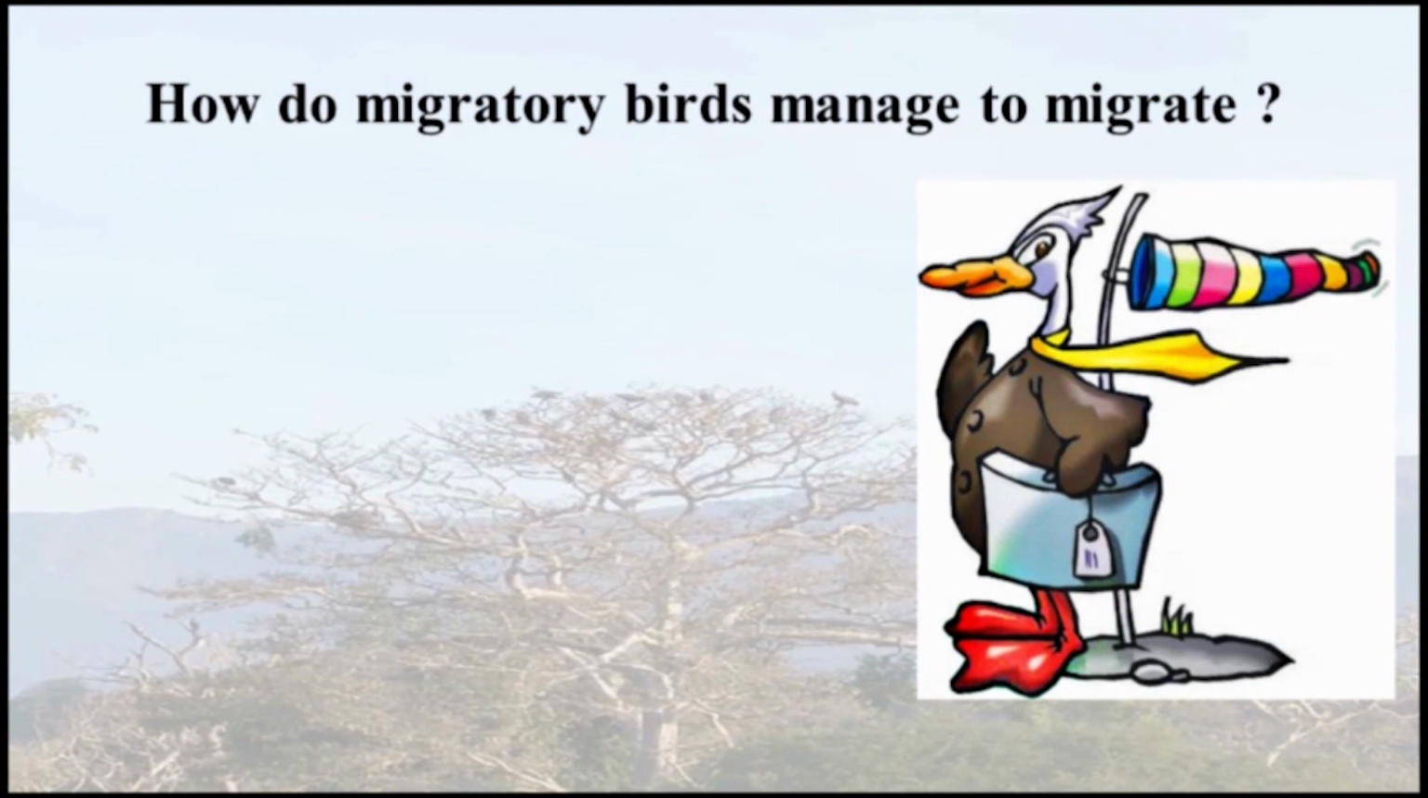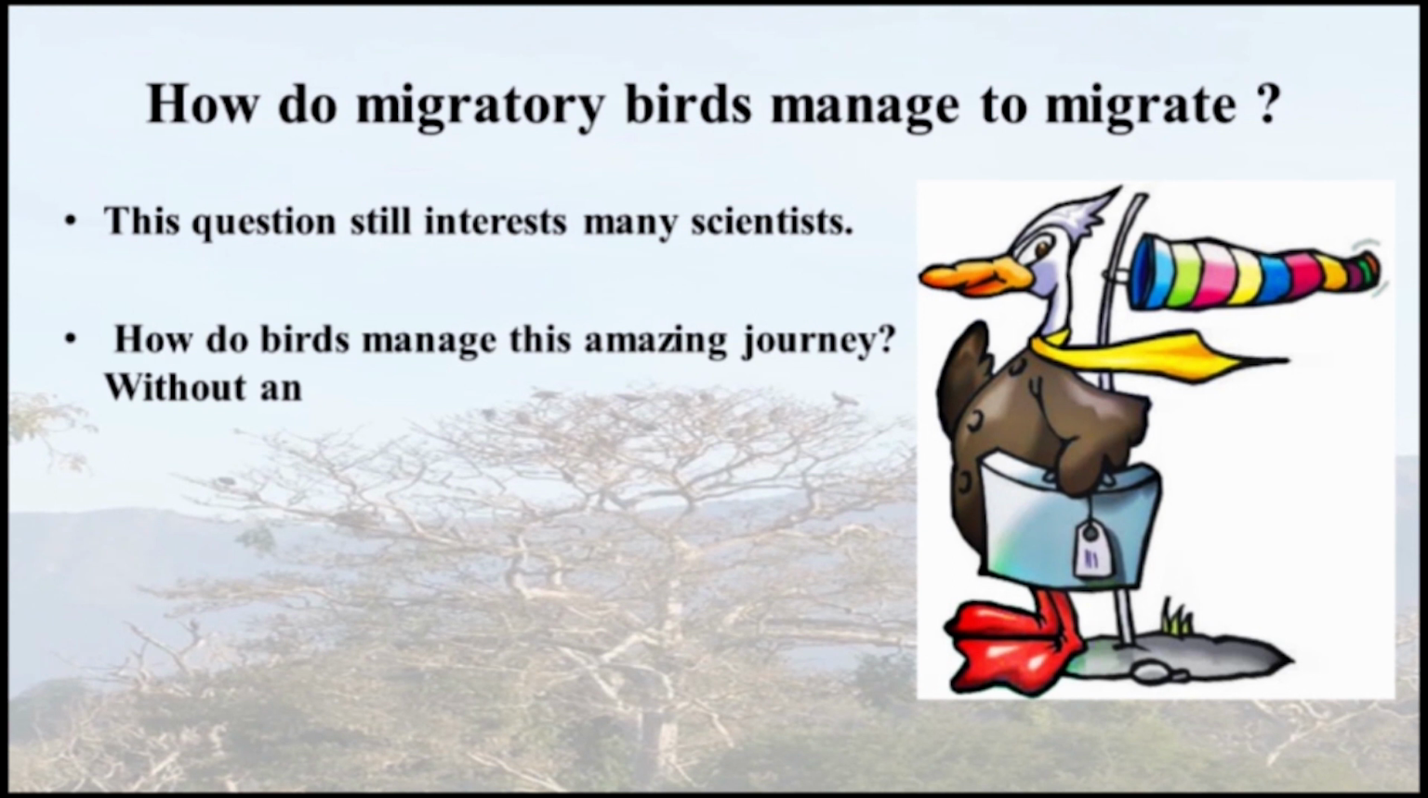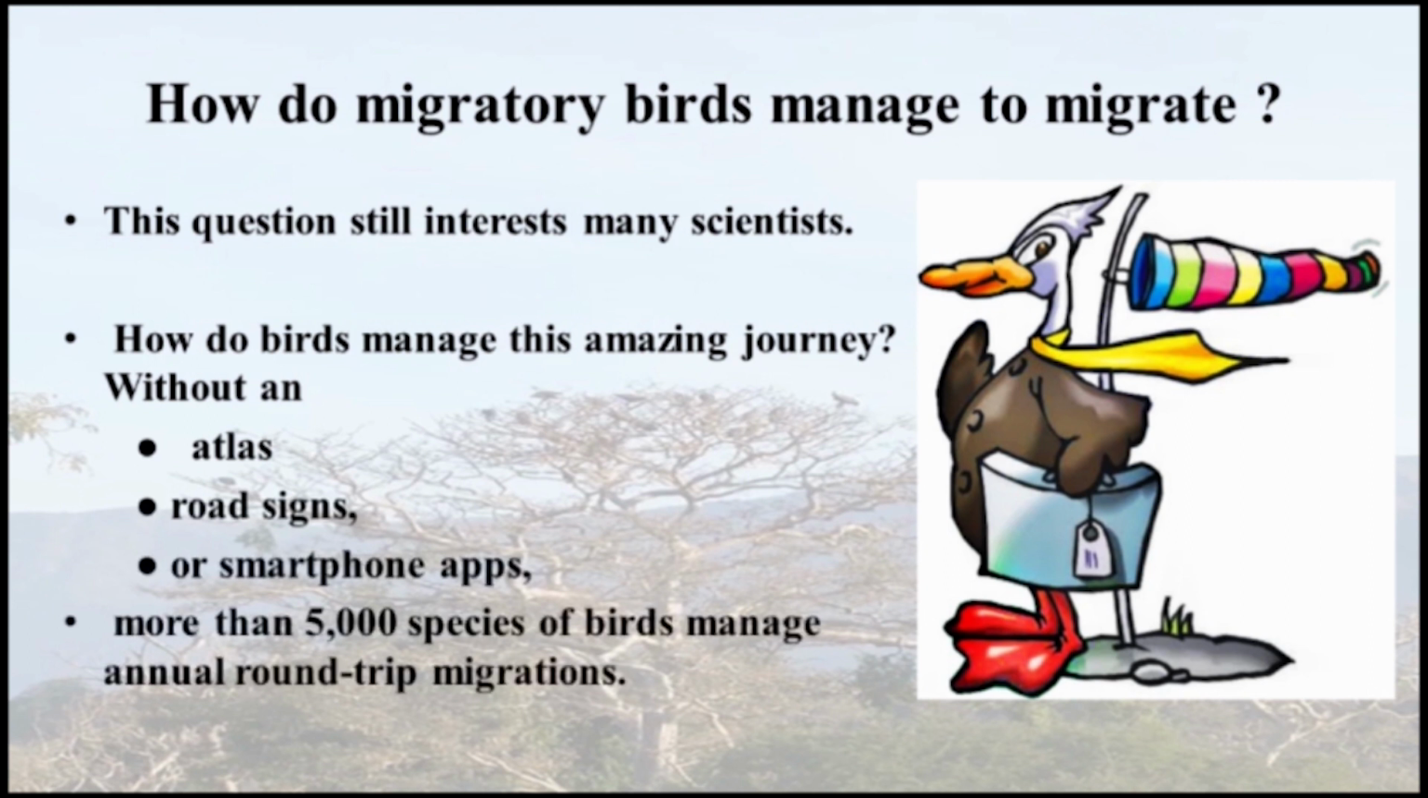How do migratory birds manage to migrate? This question still interests many scientists. How do birds manage this amazing journey without an atlas, road signs, or smartphone apps? More than 5,000 species of birds manage annual round-trip migration.